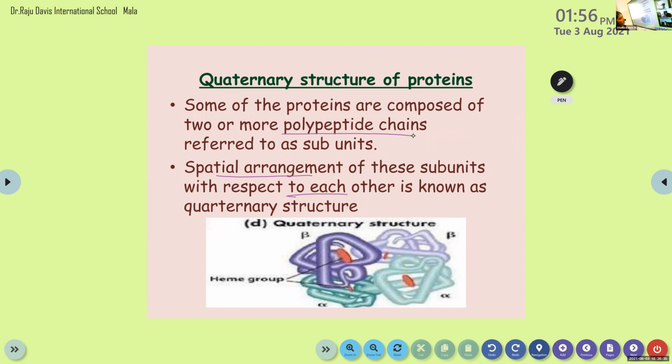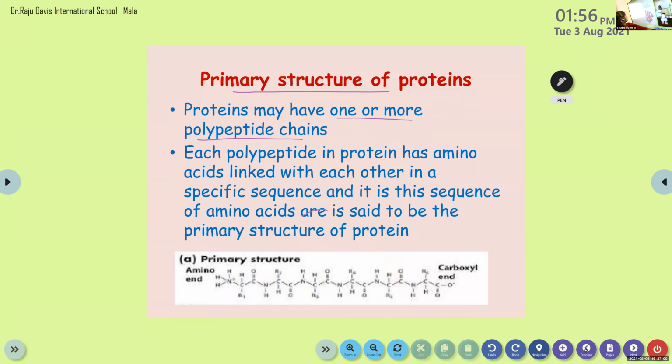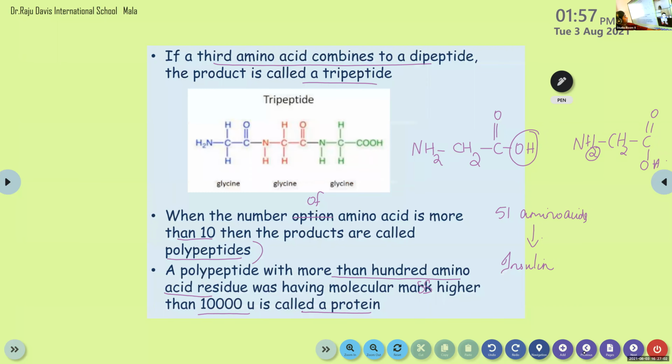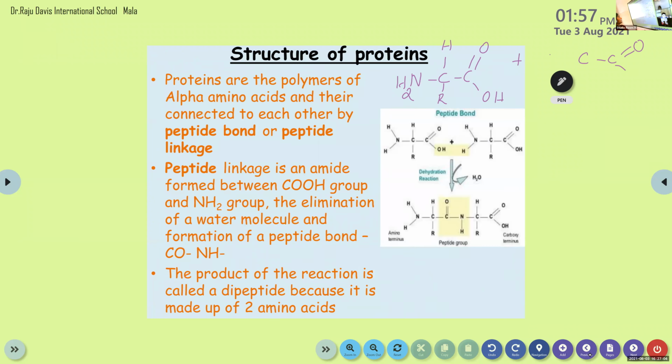So these 4 are the levels of structure of protein. Then we also need to discuss the alpha helix and beta pleated sheet structure from the secondary structure; we can discuss that in the next class. Then one more topic in protein, that is the denaturation of protein. That also we can discuss in the next class. Okay, so is this clear, children? We just started the structure of proteins.